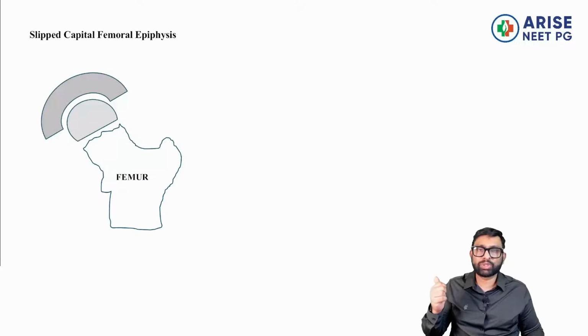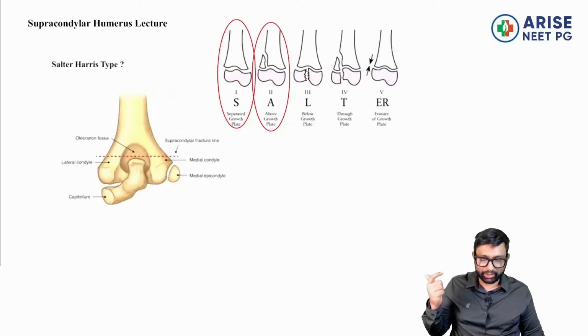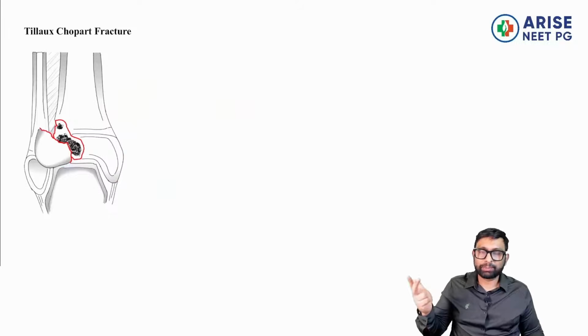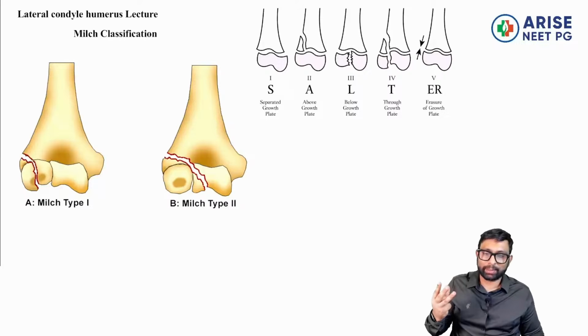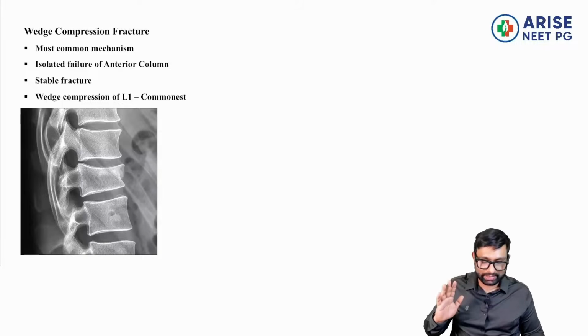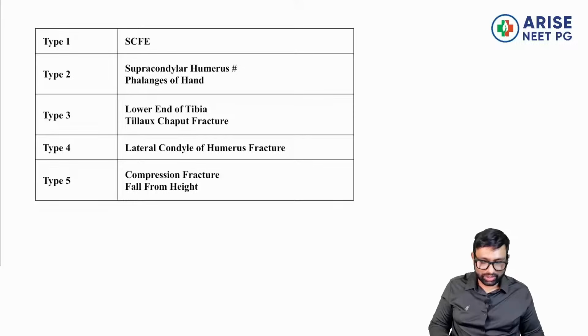And these are examples of each type of Salter-Harris classification. In type 1, you have slipped capital femoral epiphysis. Okay, that is an example of type 1. Type 2, supracondylar humerus fracture is an example. Type 3, Tillaux fracture is an example. Type 4, lateral condyle humerus fracture is commonly an example. And type 5, this wedge compression fracture of the spine is an example. So you have to remember this table as well, it can be asked as a question in one of your exams.